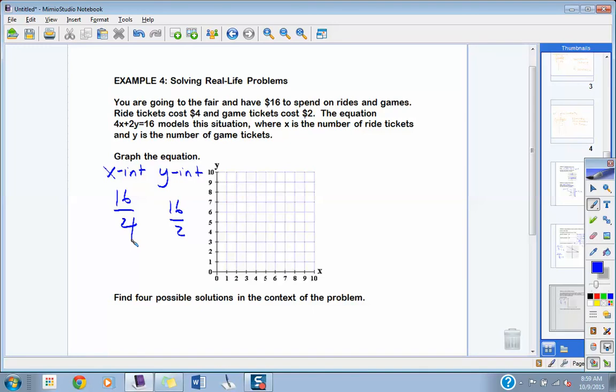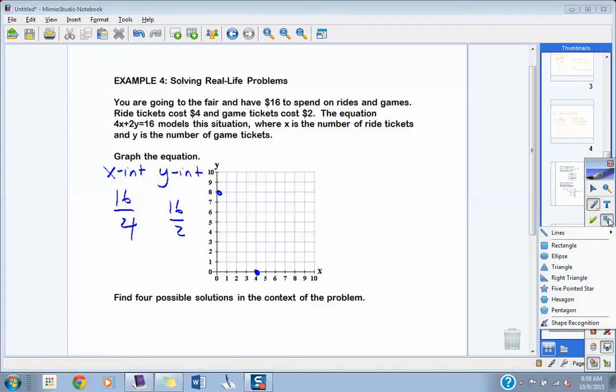So the x-intercept would be 16 divided by 4. Boom. Right there. 16 divided by 2 is how much? 8. So the y-intercept is going to be 8. Now a graph of this right here is only going to exist in the first quadrant. So you're going to have a start point and an end point. I'm going to draw this quickly.